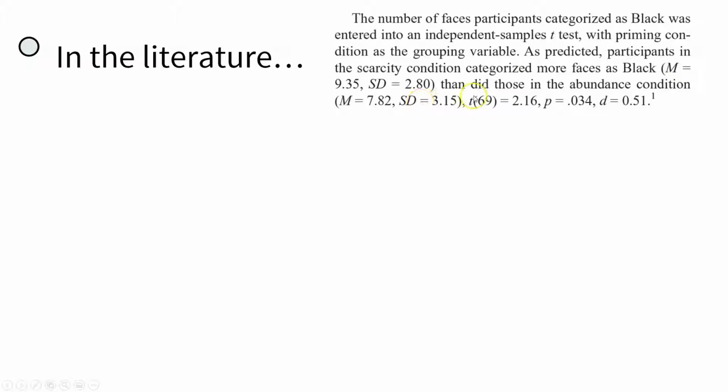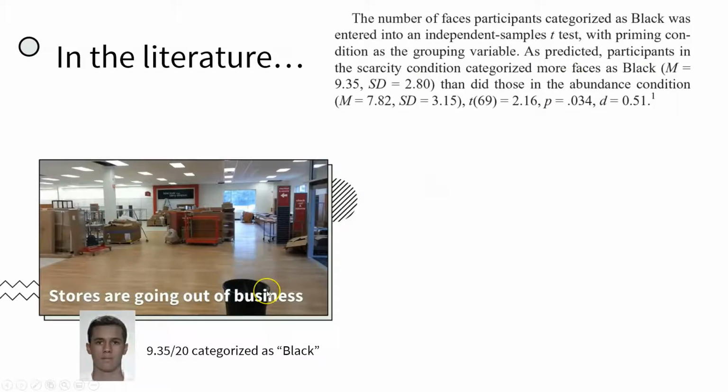So let's just stop there. We won't go on to the rest of the findings here, but we'll take a look at what this means. The participants in the scarcity condition were saying more of the faces were black. Essentially what they were doing was they were saying, if stores are going out of business and there's not enough jobs to go around, I don't want these people here that I'm viewing to be part of my group. I'm a white undergraduate and I want all the jobs for myself. So I'm going to say this person here is black, and they're going to force more of these people into the out group than they might need to.